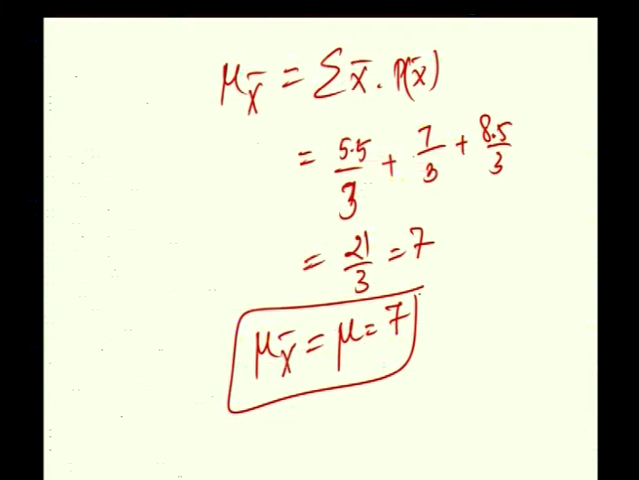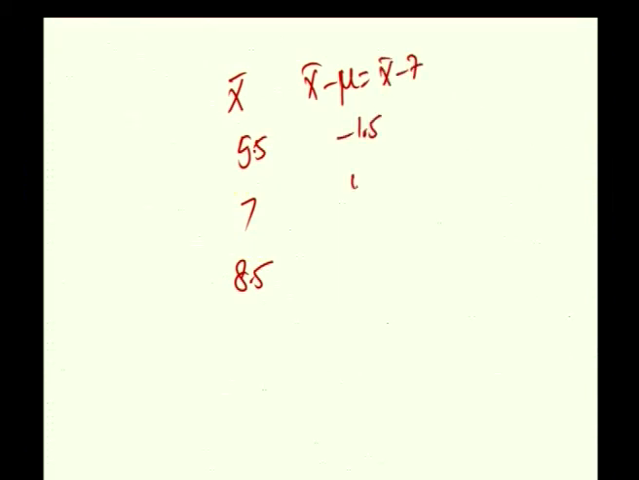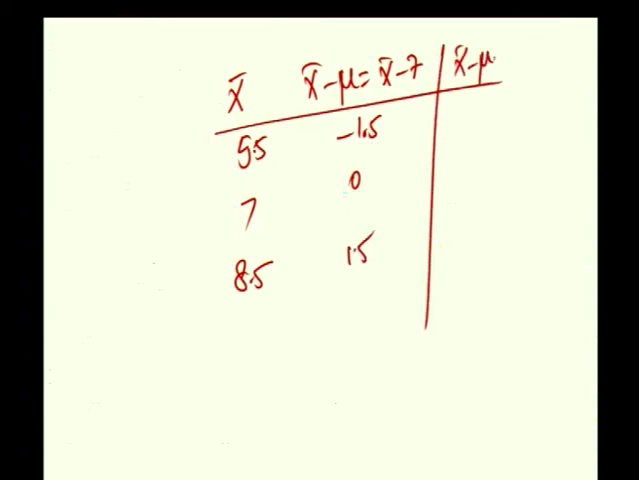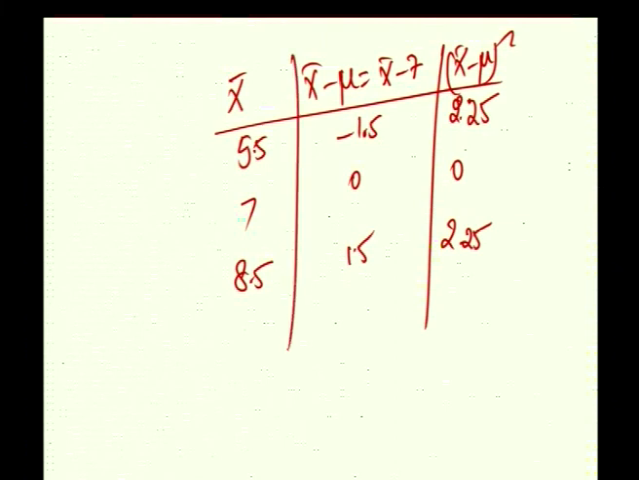Okay. Next, we calculate x bar minus mu values. X bar is actually 5.5, 7, 8.5. X bar minus mu is x bar minus 7, that is minus 1.5, 0, 1.5, and its corresponding square values, x bar minus mu whole square, are 2.25, 0, 2.25.